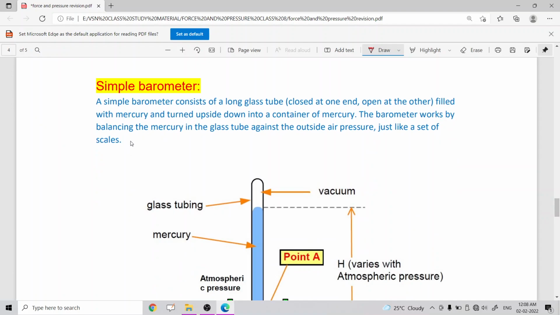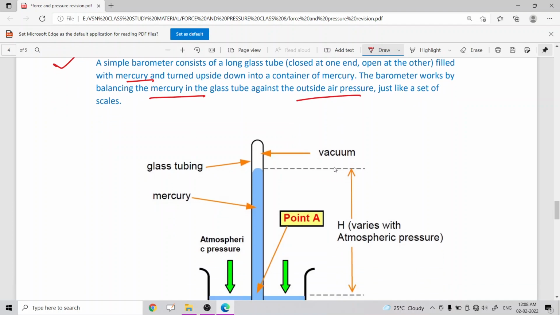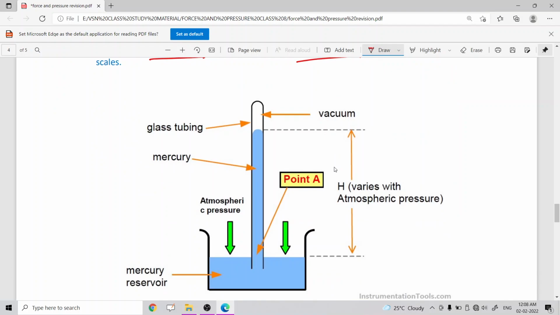It consists of a long glass tube, closed at one end and open at the other end, filled with mercury. The barometer works by balancing the mercury in the glass tube against the outside air pressure, just like a set of scales. Here you can see the simple barometer, and this is the glass tube, and inside this glass tube you can see the mercury.